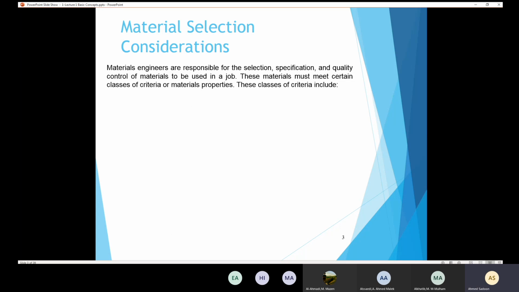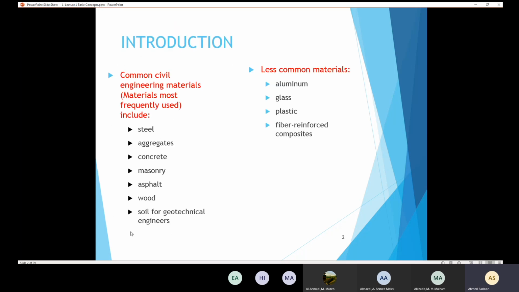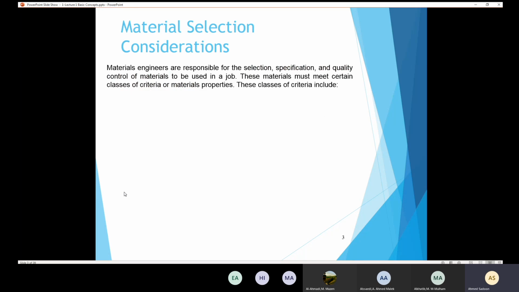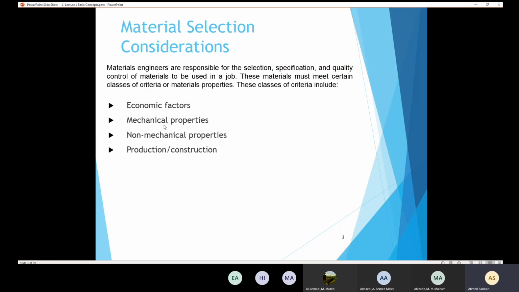So again, I have many materials, like you can see here. In order to select the suitable material, I need to look over all of these criteria.